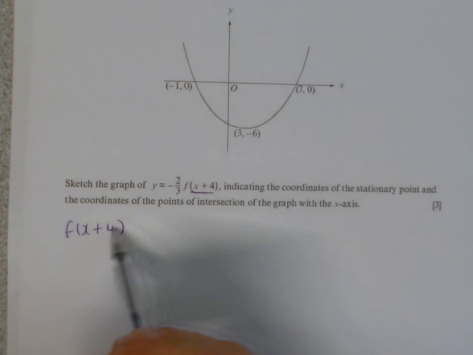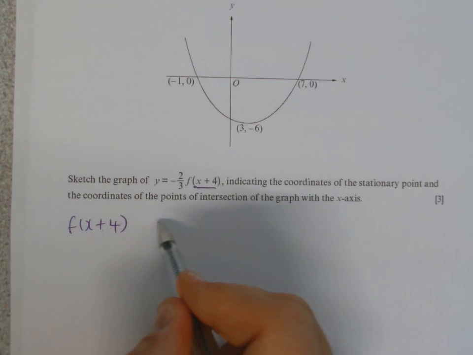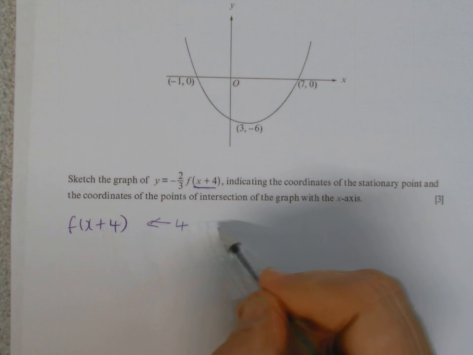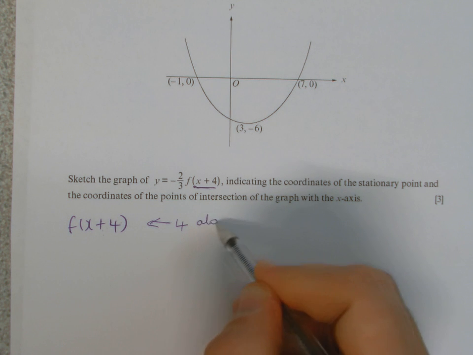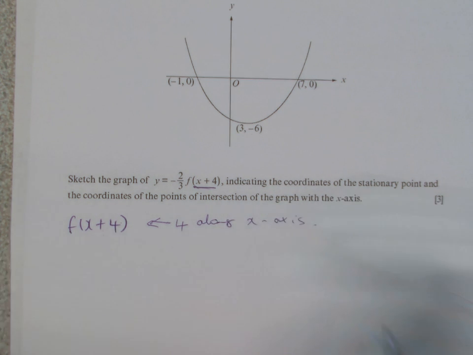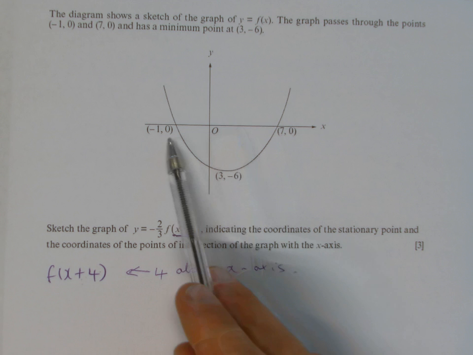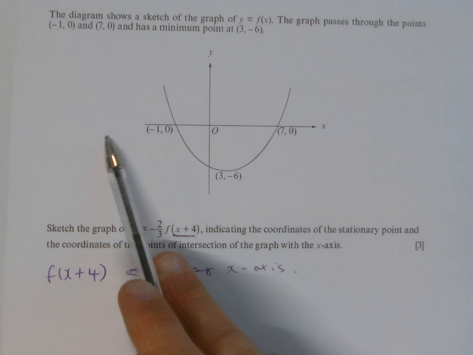So f of x plus 4. Remember, inside the bracket affects the x values, so horizontally. And if it's plus 4, don't forget, inside the bracket you're always going to do the opposite when it comes to transforming. So inside the bracket is a plus 4, so the opposite will be take away 4. In other words, it'll shift along the x-axis in the negative direction. If you look up here, if that goes back 4, that's going to end up at 3. This is going to end up at minus 5, if it goes back 4.